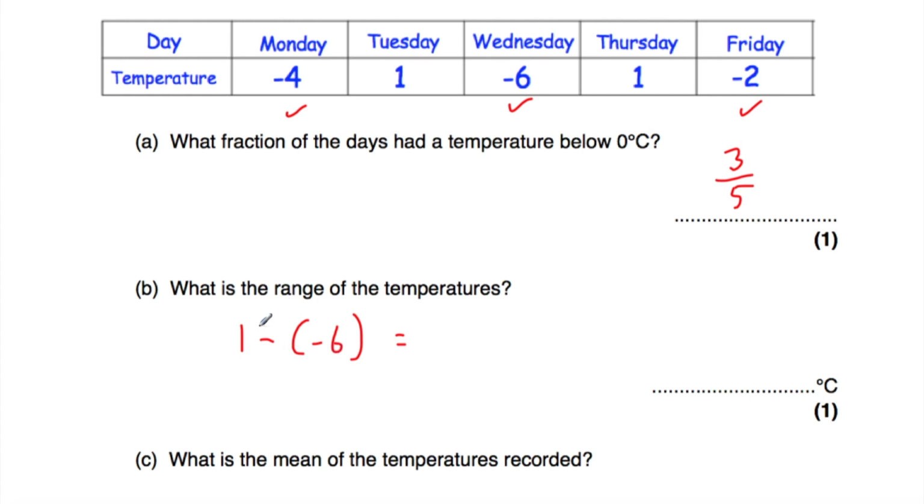So if we do 1 subtract -6, we will find the range, the difference between the smallest and the largest value. So 1 subtract -6, or 1 minus -6, would be the same as 1 plus 6, and 1 plus 6 is equal to 7. So that means the range of the temperatures would be 7 degrees Celsius, and that's the difference between the lowest temperature and the highest temperature.